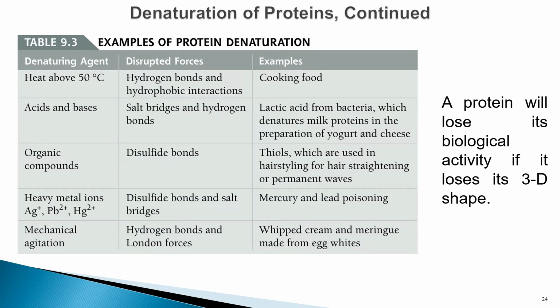Third is organic compound, which also acts as a denaturing agent and will disrupt the disulfide bonds. For example, thiols, which are used in hair styling for hair straightening and permanent waves. Then we have heavy metal ions. They will disrupt the disulfide bonds and salt bridges, for example, mercury and lead poisoning. Then we have mechanical agitation, which will also disturb hydrogen bonds and London forces, for example, whipped cream and margarine made from the egg white.